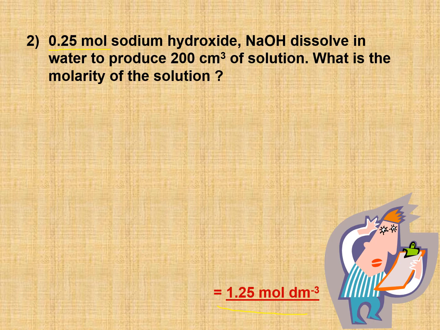0.25 mole sodium hydroxide dissolved in water to produce 200 centimeter cube, and again you have to convert the centimeter cube into decimeter cube. Divide it by 1000 and you will get 0.2 decimeter cube. And we have mole here already, so just divide the mole by the decimeter cube. Okay, and this is your answer for reference.